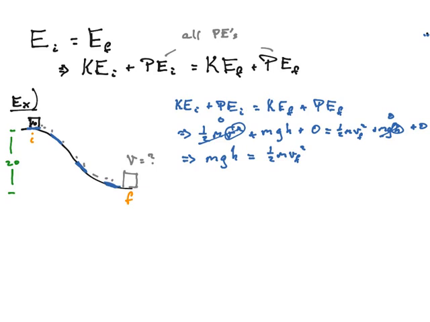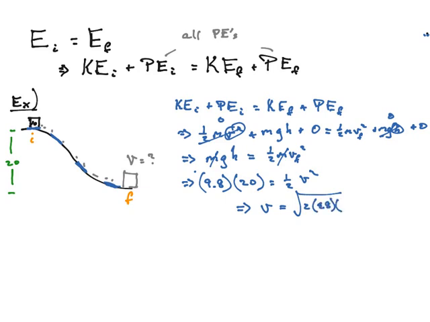Now I want to solve it. Notice there's an m on both terms, so they cancel. So what do I have? 9.8 times the height of the hill, 20, is equal to 1/2 v squared. I want to solve this for v. So v is the square root of 2 times 9.8 times 20, which gives me 19.8 meters per second. And there we go. I've now solved what used to be an impossible problem quite easily.